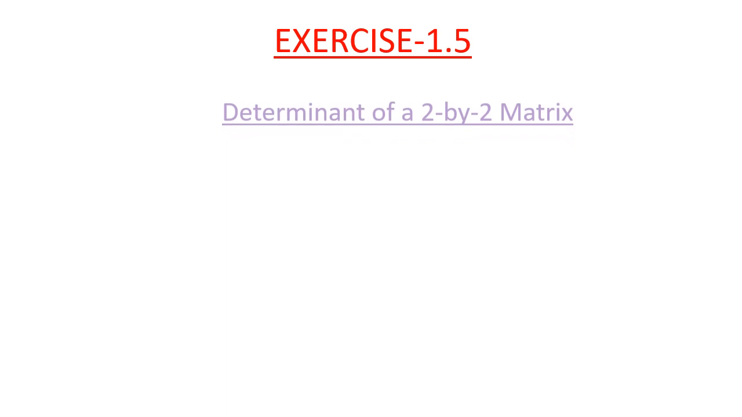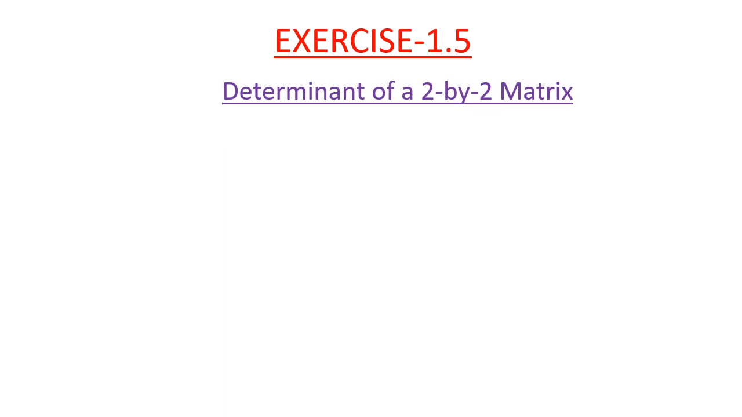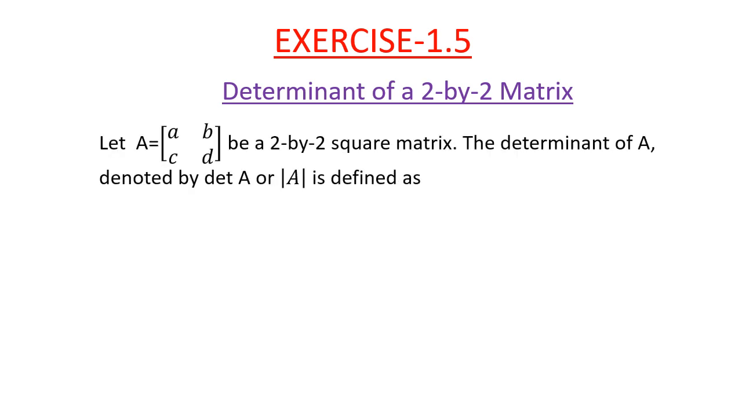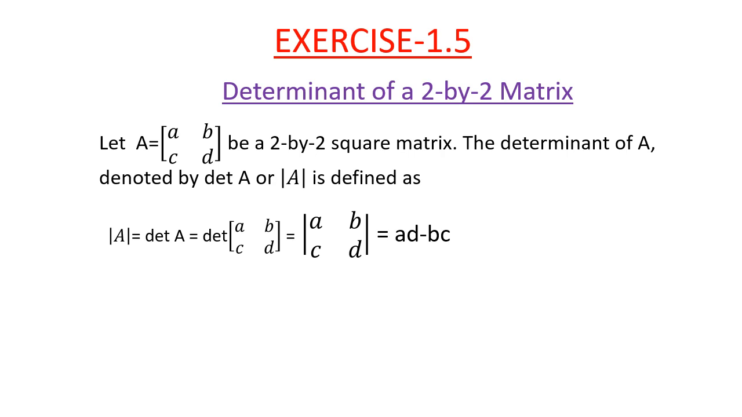Dear students, today we will discuss exercise 1.5. Before we start this exercise, first of all, we should know the definition of the determinant of a 2 by 2 matrix. Let A be a 2 by 2 square matrix. The determinant of A, denoted by |A|, is defined as determinant of A is equal to AD minus BC. First of all, we will multiply the diagonal entries and then subtract the product of the other entries.